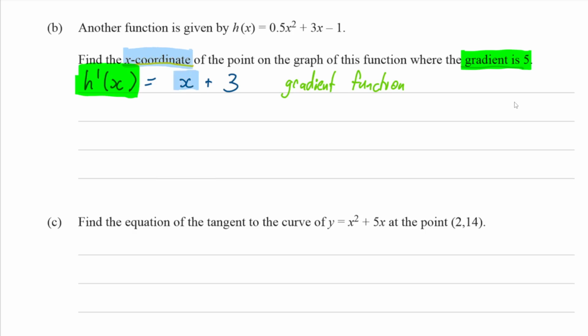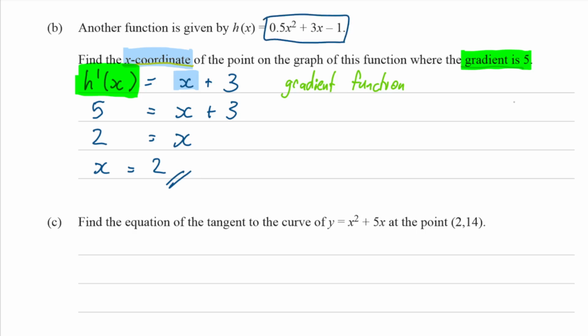So the question's asking us to find the x value given the gradient. So here we will substitute the gradient of 5 in for h prime of x, and we are solving for x. Right, so the gradient 5 equals x plus 3. Subtracting 3 from both sides, we get x equals 2. So when x equals 2, the gradient of h of x will be 5, right, at that point. And then that's it, we're done. So that would be an achieved question.